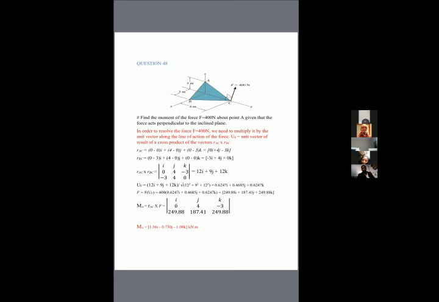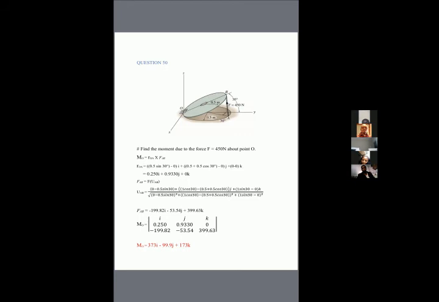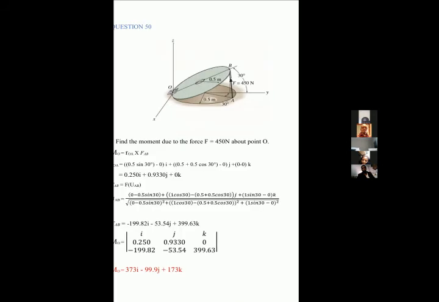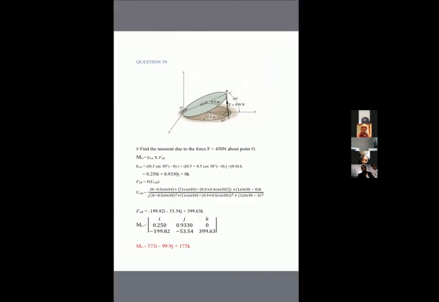So hope it's clear. I'm moving to the last question for this session, which is question 4-50. So this is also an interesting question because this question helps you to just exercise your skills on how you resolve your forces into their vector components given the angles.